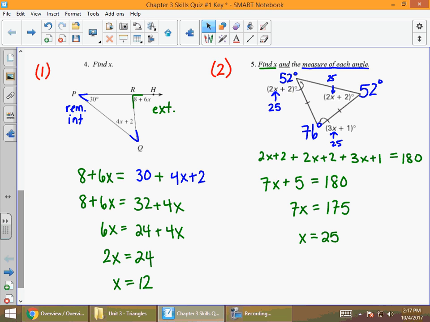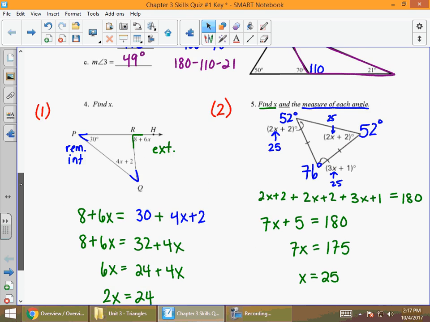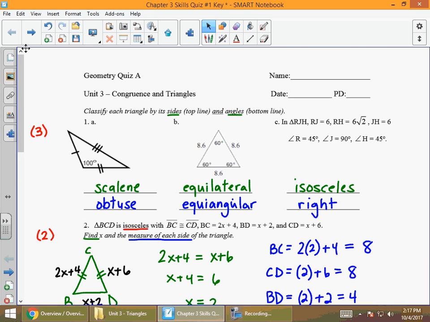And again, I gave you a third of a point for each one of those 3 angles. So x equals 25 was worth 1 point, and then a third of a point for each one of the angles that you can find. That makes this quiz in total out of 11 points. So if you want to know how you did as a percentage, you can take your score and divide by 11.